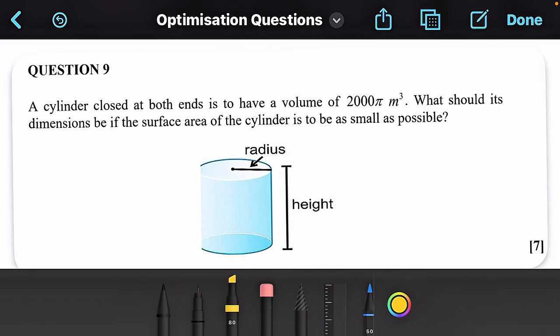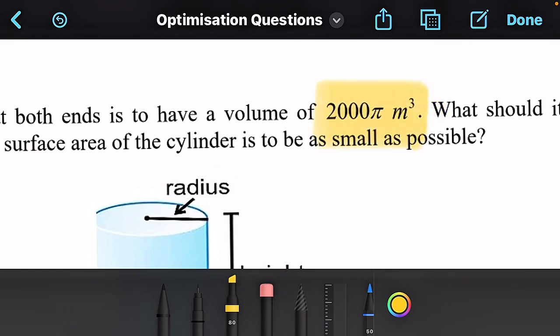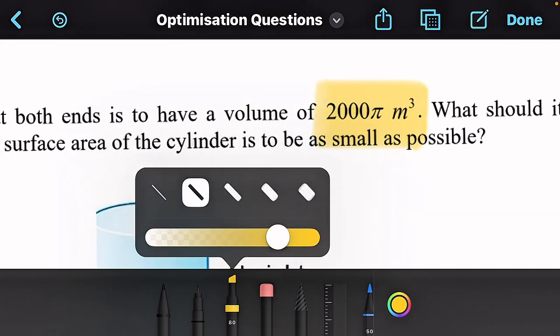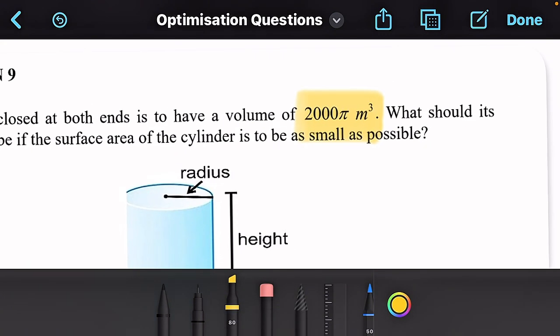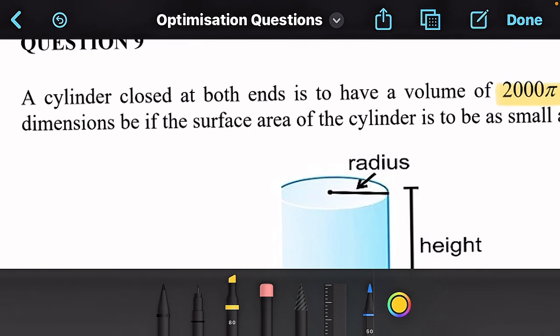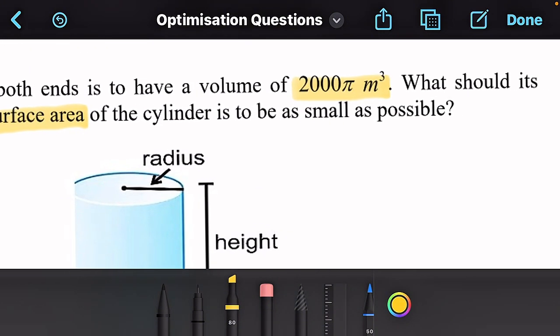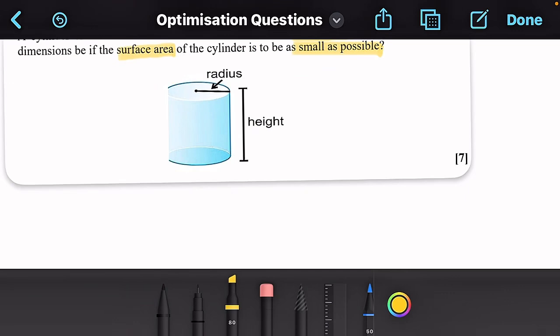It says a cylinder closed at both ends is to have a volume of 2000 pi meters cubed. What should its dimensions be if the surface area of the cylinder is to be as small as possible?